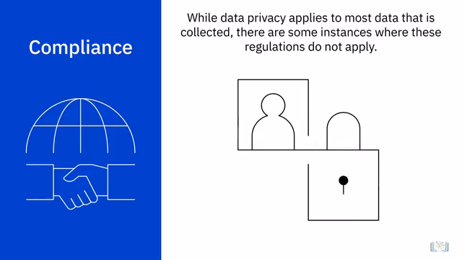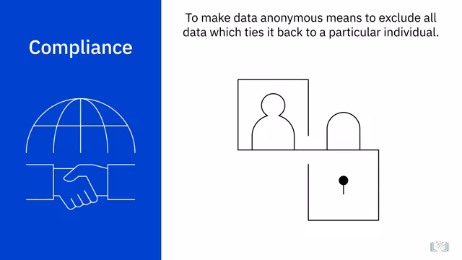While data privacy applies to most data that is collected, there are some instances where these regulations do not apply. In order for these laws and regulations not to apply, the particular collection of data must be completely anonymous. To make data anonymous means to exclude all data which ties it back to a particular individual. While this approach might not be practical in all circumstances, collecting data with privacy in mind could remove privacy limitations and make data collections more accessible.